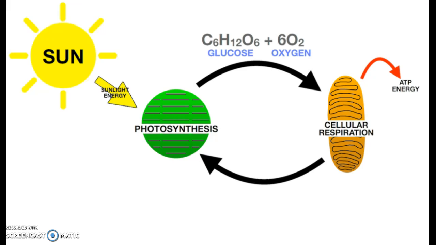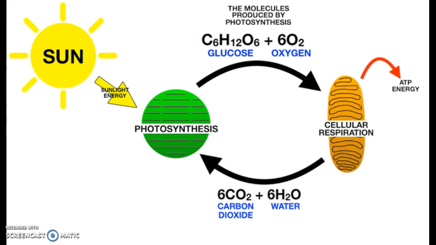The chloroplast gives to the mitochondrion glucose and oxygen, which is C6H12O6 plus 6O2. And the mitochondrion, when it is in cellular respiration, gives back carbon dioxide and water, which is 6CO2 plus 6H2O.